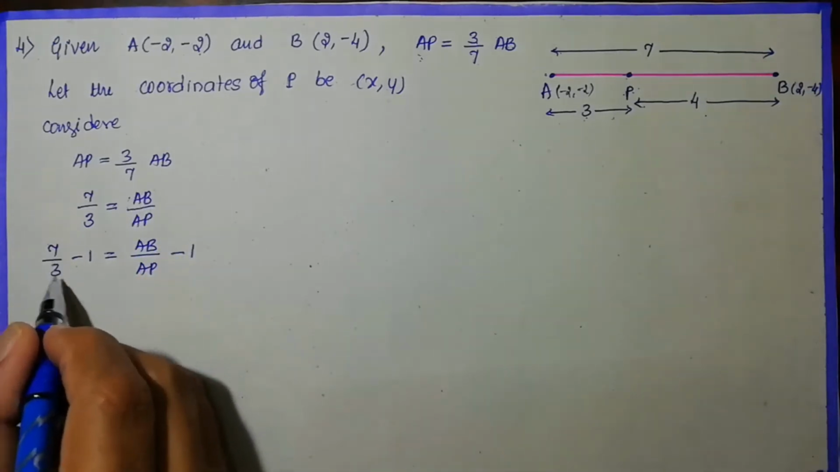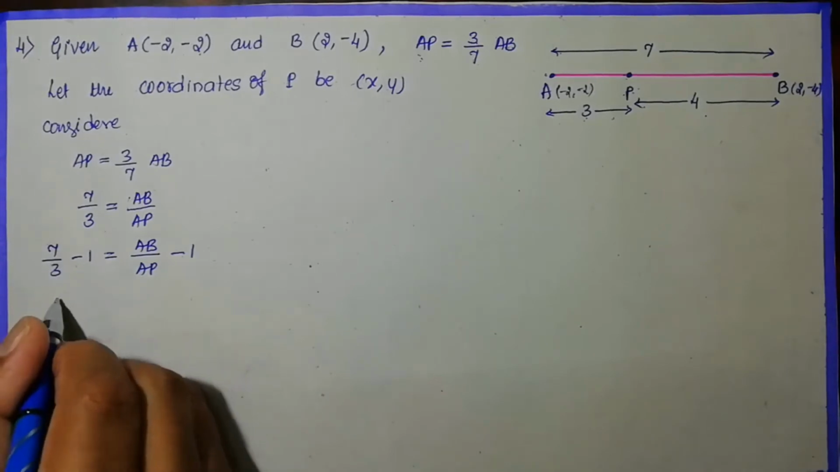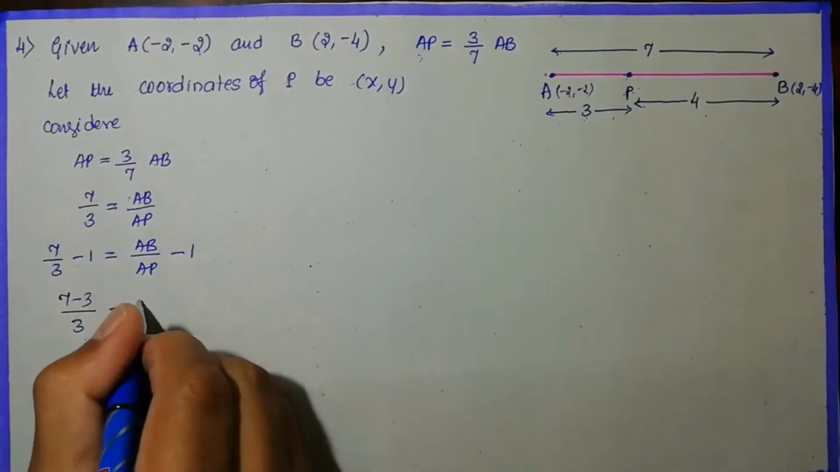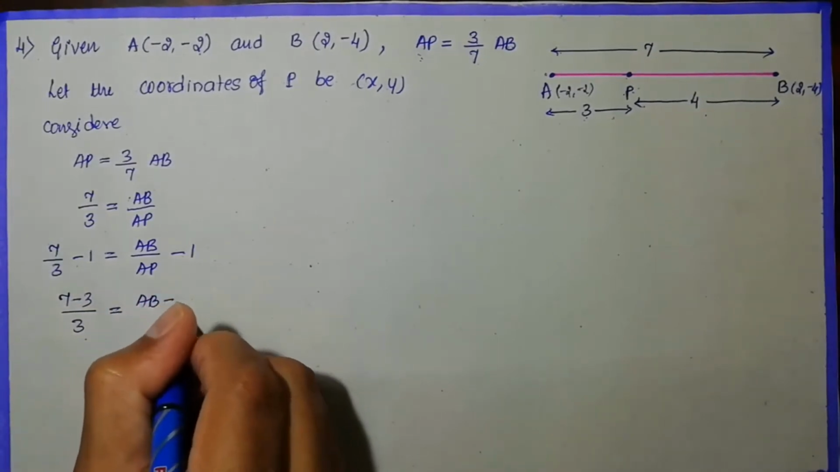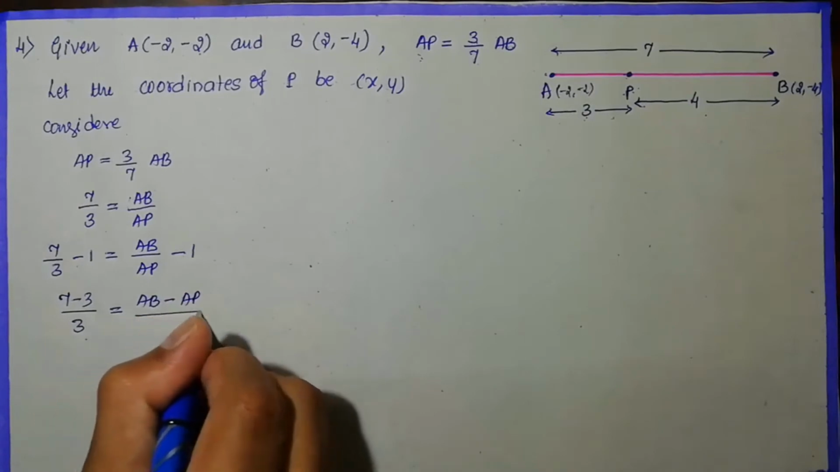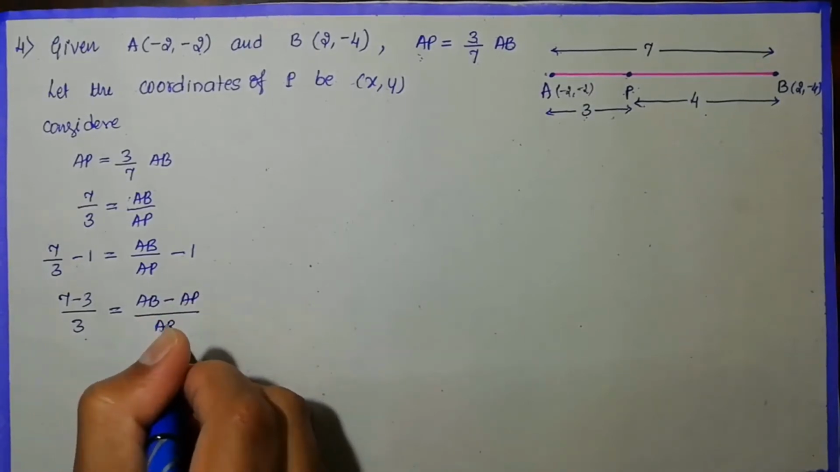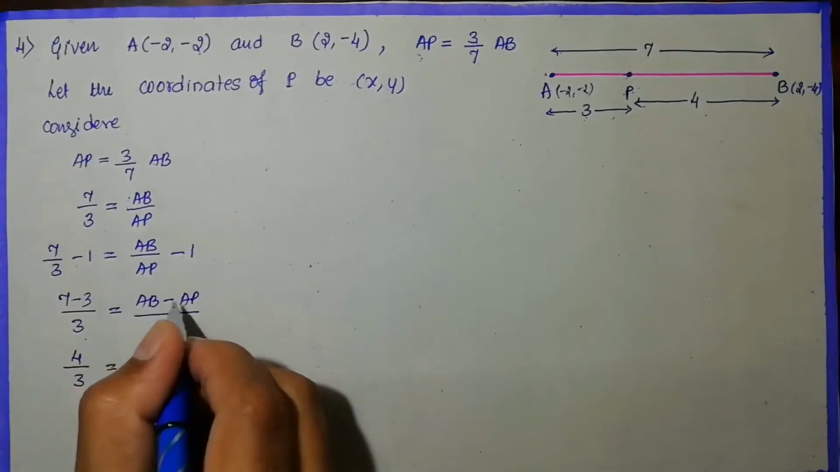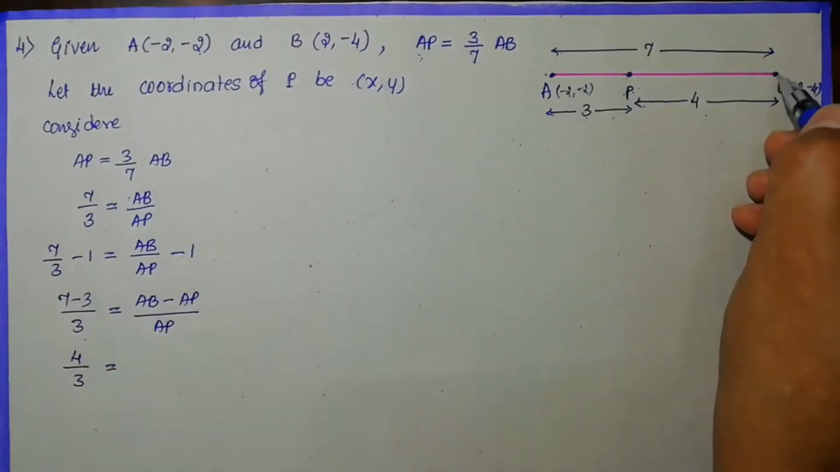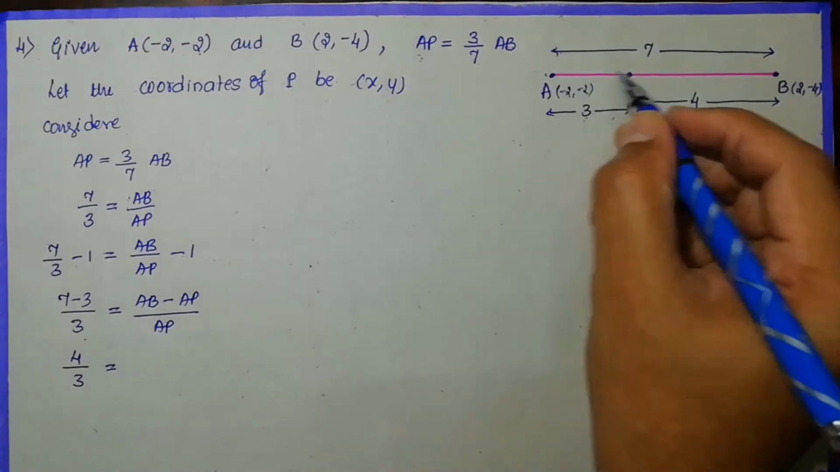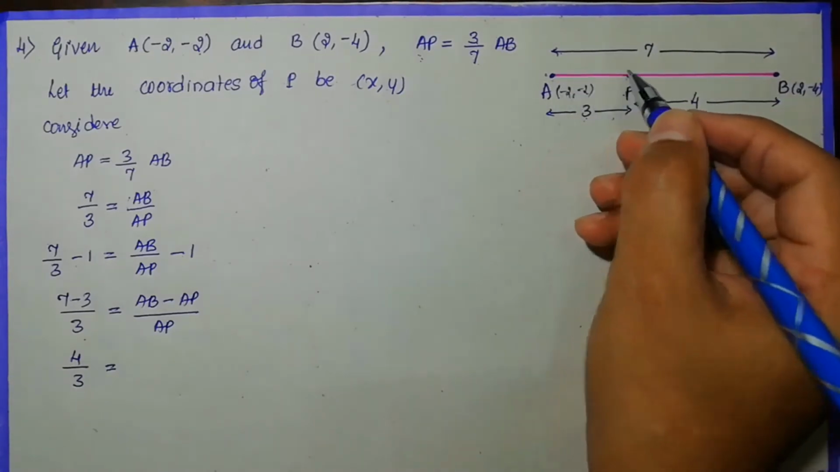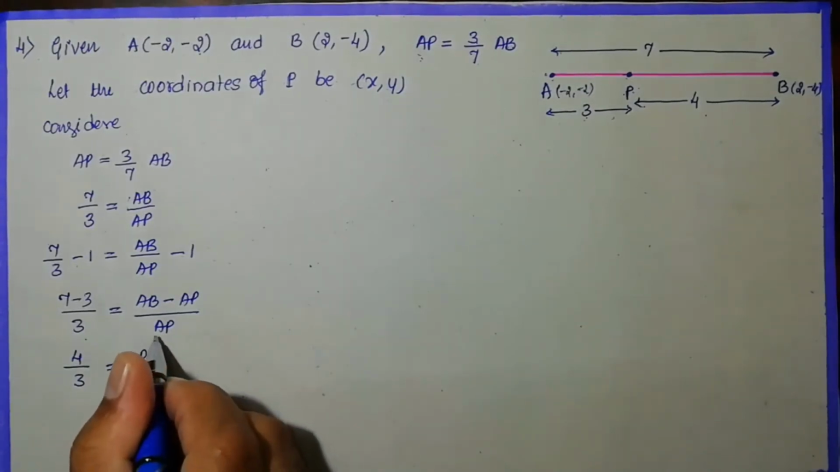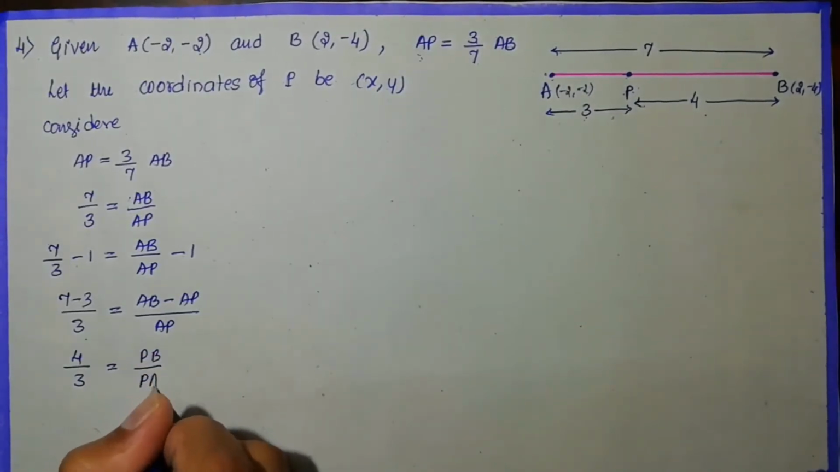Now look here, I'm taking LCM, it will become 7 minus 3 divided by 3. So now here it will become AB minus AP divided by AP. 7 minus 3 means 4 divided by 3, which is equal to AB minus AP, all over AP. Now look here, AB minus AP means in AB I'm going to subtract AP. What is the remaining? PB. So that's why it will become PB. AP is nothing but PA. Both are one and the same.